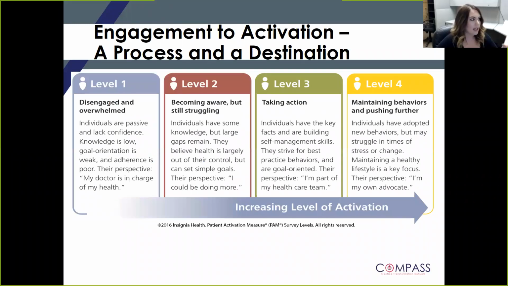I really like this slide, measuring the engagement to activation: a process and a destination. So this comes from the PAM tool and it goes through the different levels. I really wanted to put this on here as a takeaway because it's really good information and also for you to reference later.